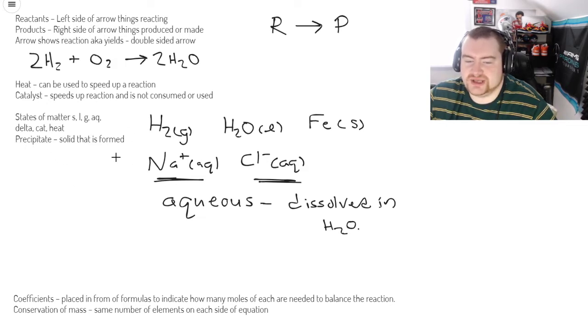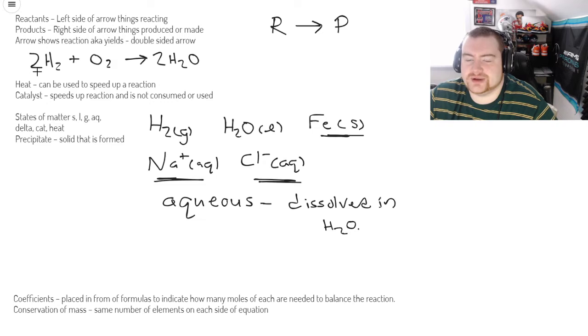Precipitate is going to be any solid that is formed from a reaction. So that's just a fancy word to say what was created that is a solid. So if we had iron that was created from a reaction and as a product, it would be also called a precipitate. So it's another word for the solid that is formed.